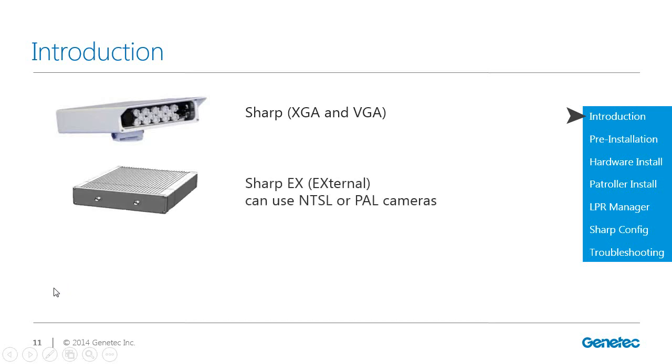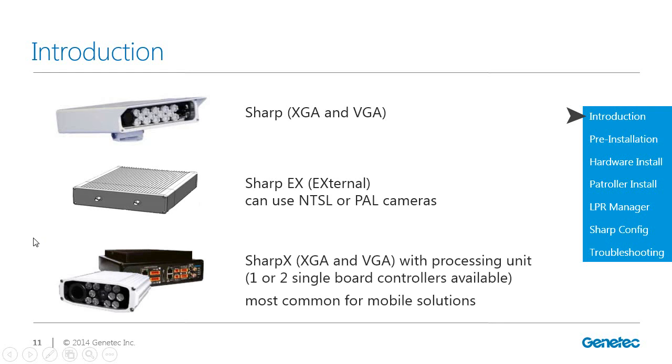We also have a version of this Sharp that is only the processing unit, with the two ports on the front, which can support NTSC or PAL cameras. So you see, basically it's the same thing, we're just missing those cameras and the illumination board there. Now this model is called the Sharp EX for external, but this type of unit is not typically used much for mobile deployments.